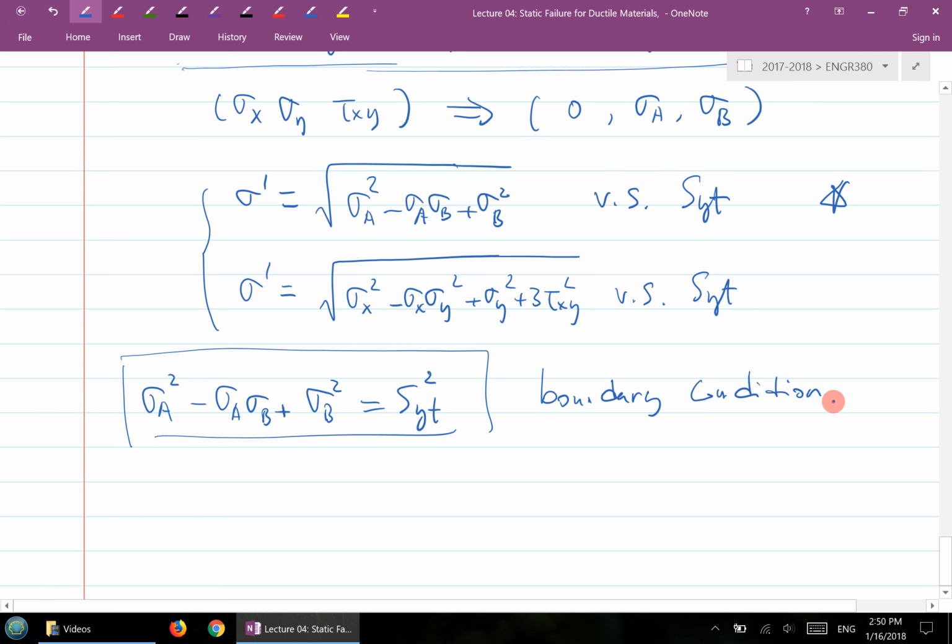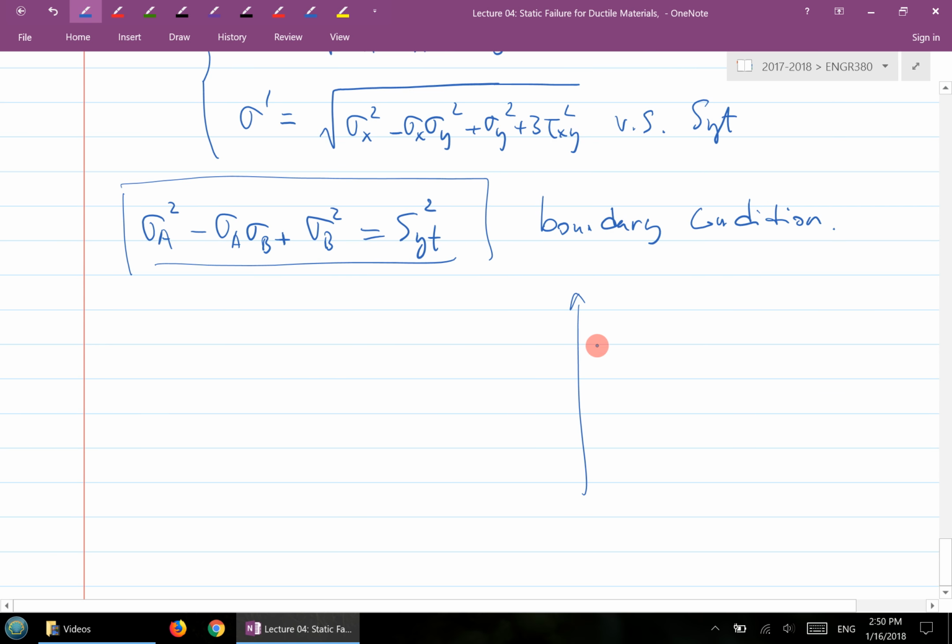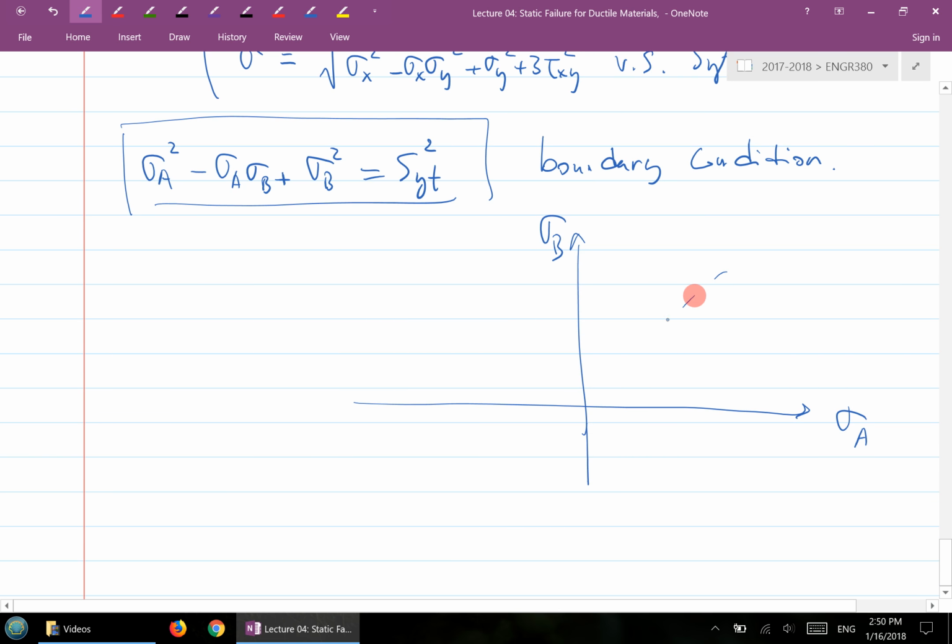But what does this boundary look like then? This is basically an expression representing this boundary. If I think of sigma A as x and sigma B as y, and SYT is some constant, I can plot this out. And when you plot it out, you'll see that this is an ellipse. Basically, you end up with an ellipse here, more or less like a tilted egg, like this.